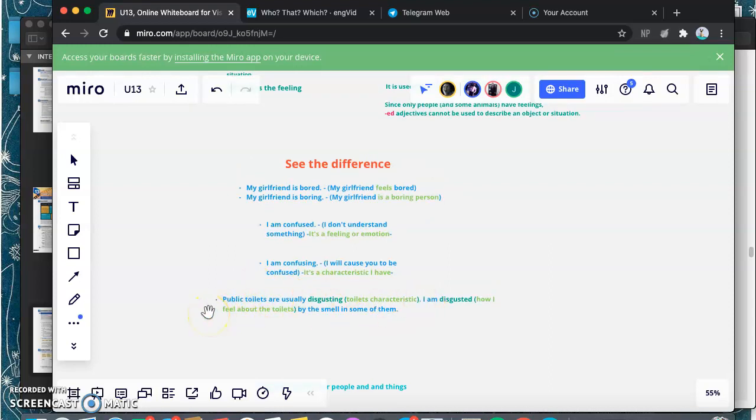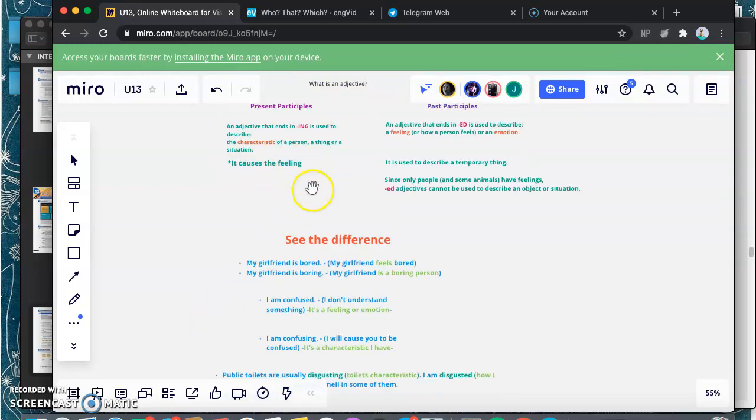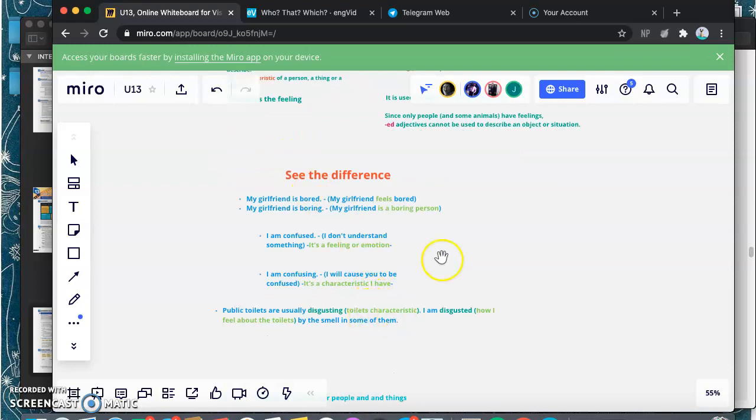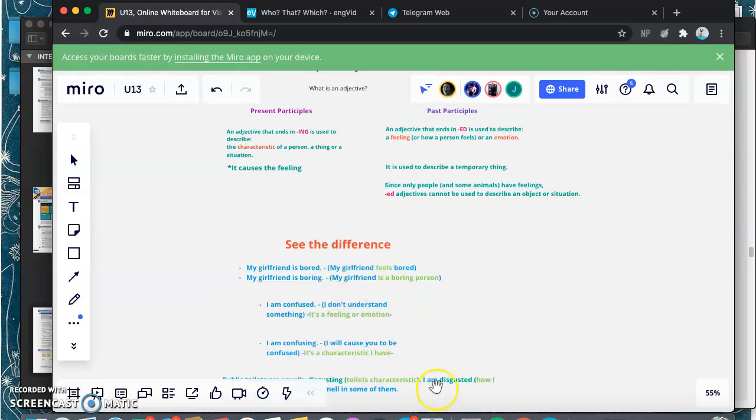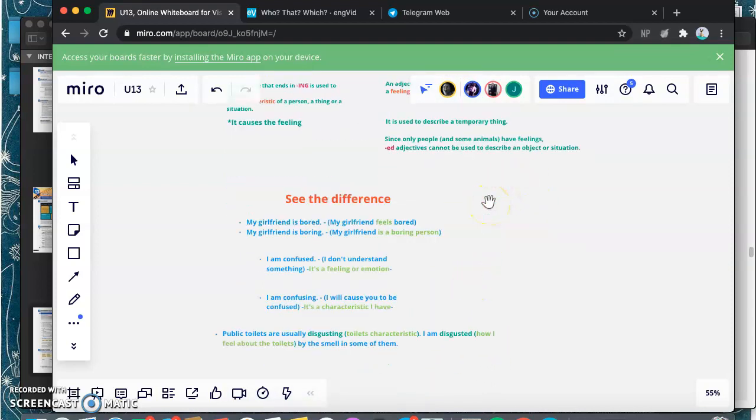We have another example here. It says public toilets are usually disgusting. If I say that they are disgusting, that means that's a characteristic that they have. But if I say I am disgusted, disgusted is a feeling, an emotion. That's how I feel about the toilets because they are disgusting. So I can say public toilets are usually disgusting. I am disgusted by the smell in some of them.